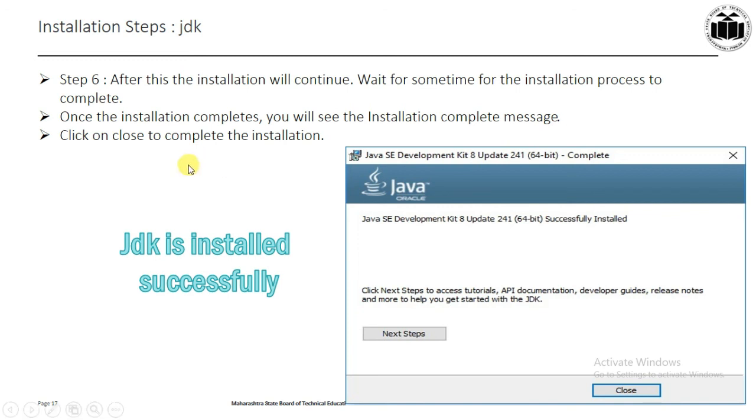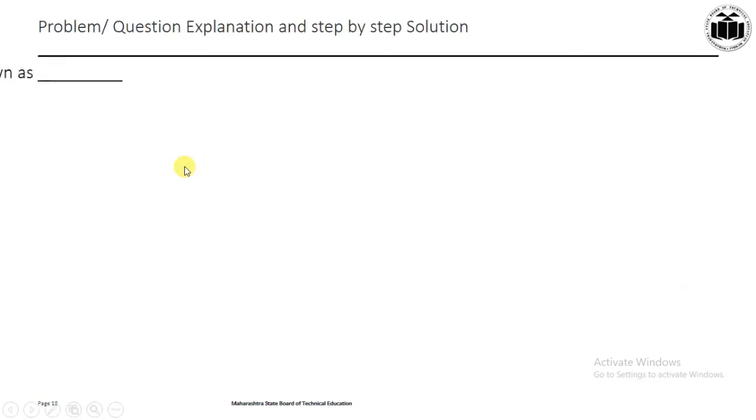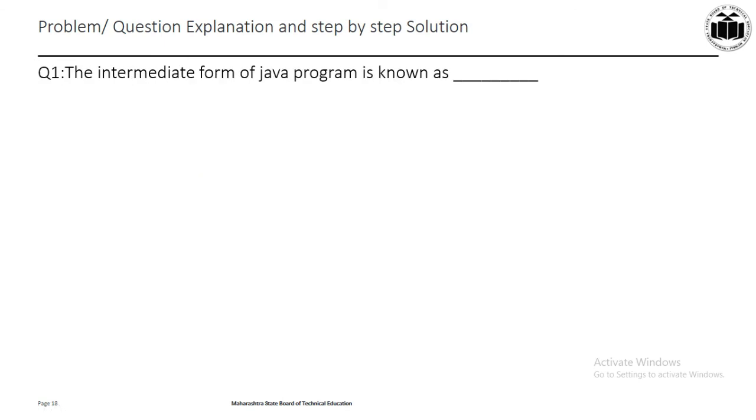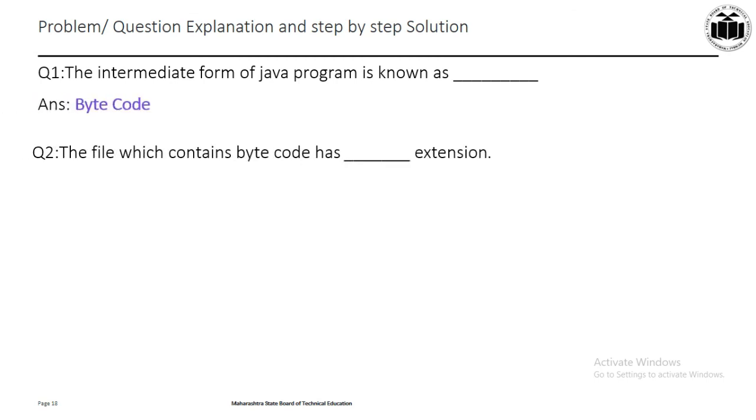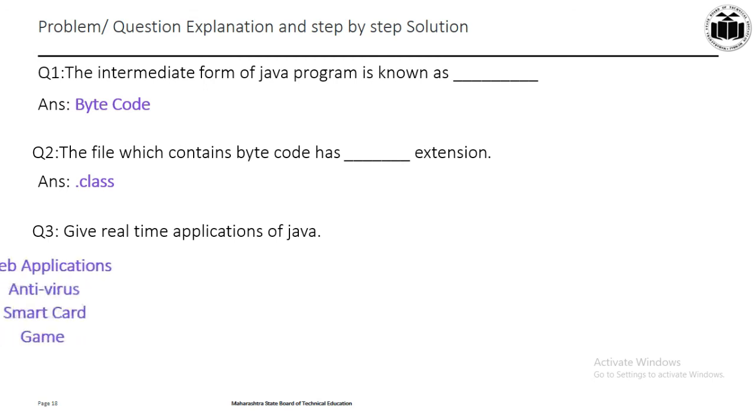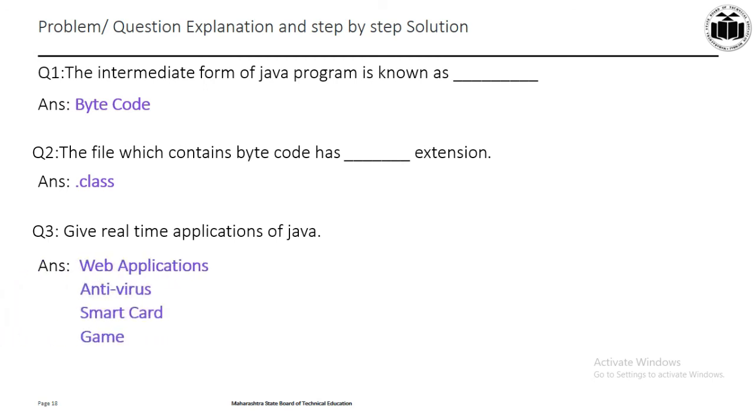So we will take a quick review of today's session. First, the intermediate form of a Java program is known as? The answer is bytecode. Second question, the file which contains bytecode has which extension? So the answer is .class. And third question for you, give the real-time applications of Java. So the answer is web applications, antivirus, smart card and games.